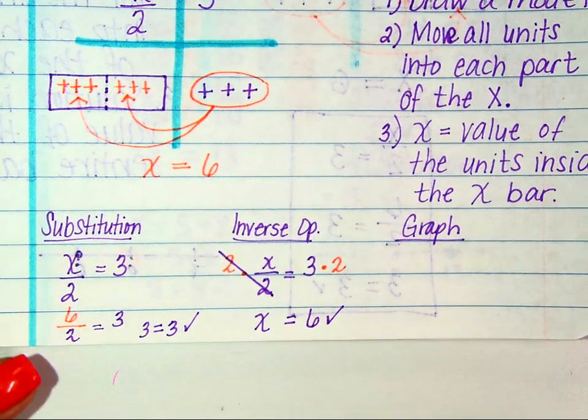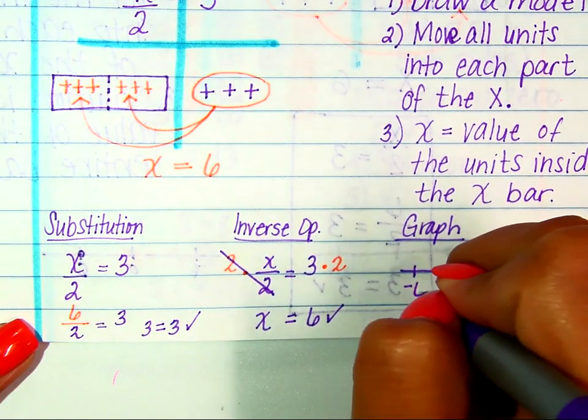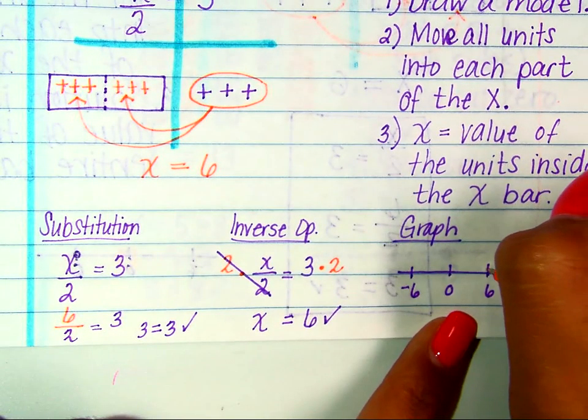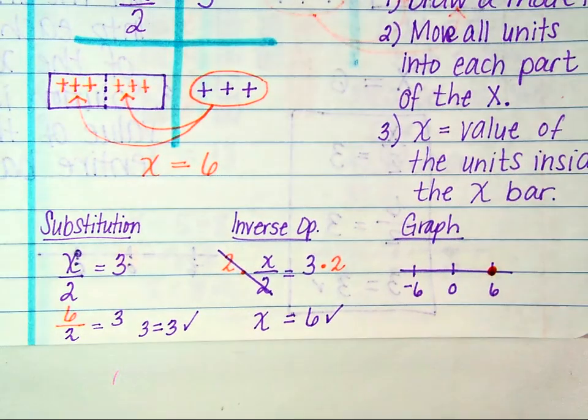On a graph, I want you to graph 0, 6, and negative 6. And we'll show the solution to this equation as a closed dot on 6.